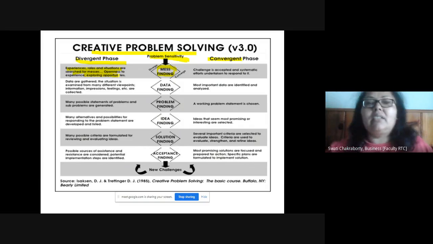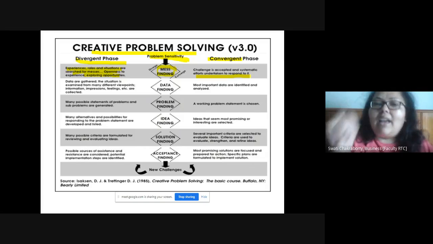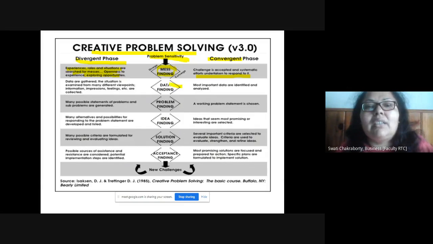What is it? Everything. Whereas when we talk of convergent, you look only into systematic efforts undertaken to respond. It's much more systematic. We see where the problem lies, not everything. Then comes data finding. In the divergent case, the data taken looks into all the viewpoints, all information, everything. Whereas for convergent, only the most important data are identified and analyzed.